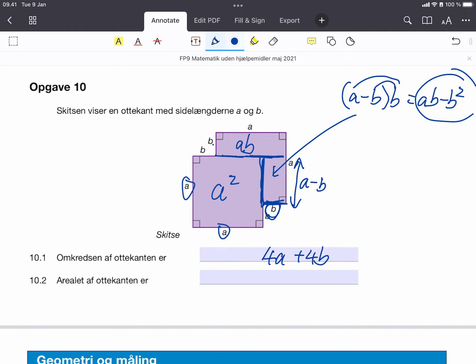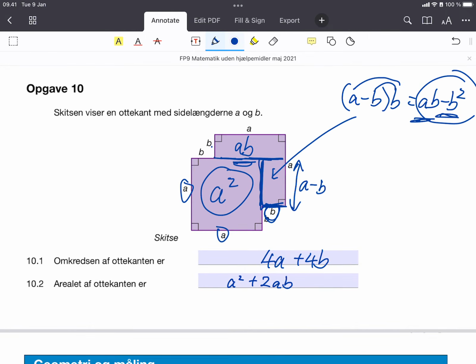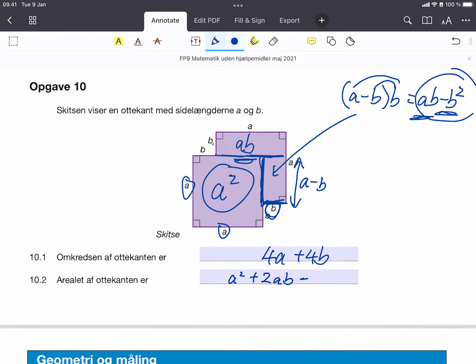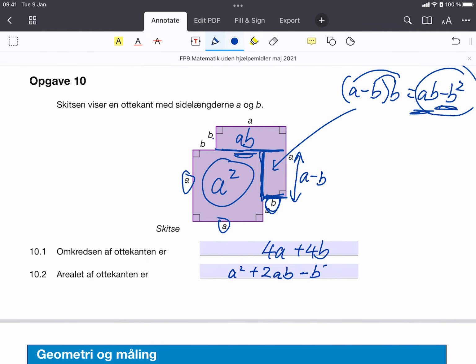So the area of the whole thing is A squared plus AB plus another AB minus B squared. So A squared plus 2AB minus B squared. If I can just get this pen to work.